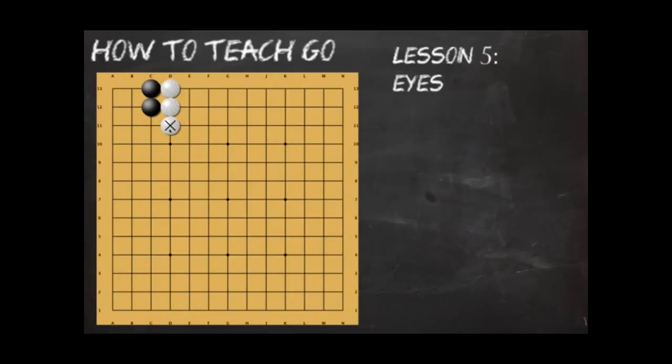But basically, that's the last. Those are all the common shapes that I would recommend teaching beginners at this current time. But when you play teaching games, try to make those shapes happen so that they can practice it.